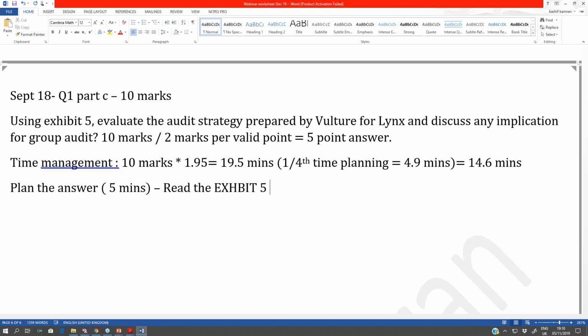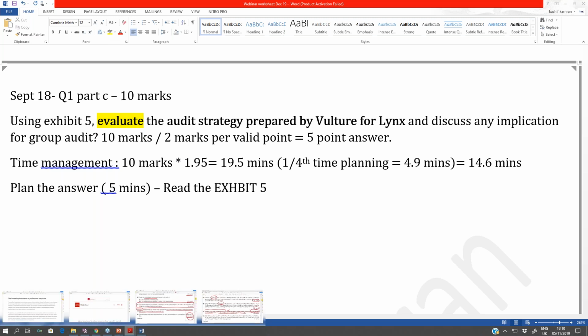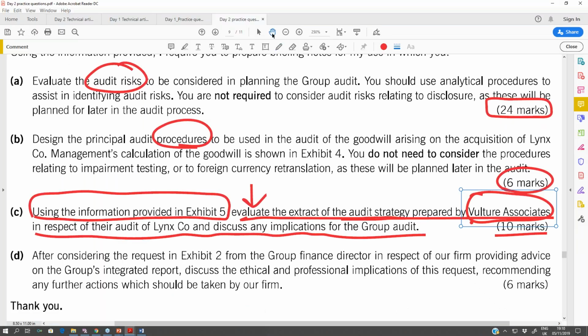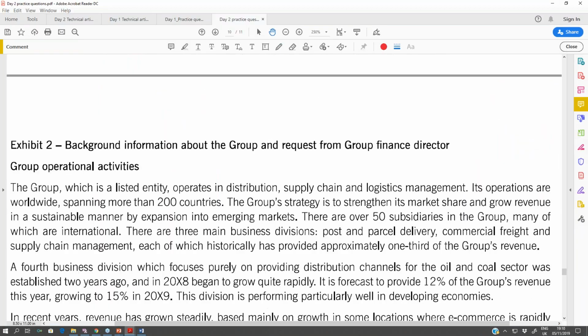So let's see what audit strategy has been prepared by Vulture for Links, and whether there is any problem in this strategy. Because the examiner is saying you need to evaluate the audit strategy. When the examiner says you need to evaluate something, that means there must be some issues within the audit strategy prepared by Vulture. Let's see what the issues are in Exhibit 5. Okay, let's go down and read the audit strategy.